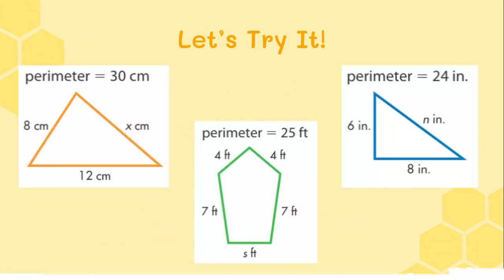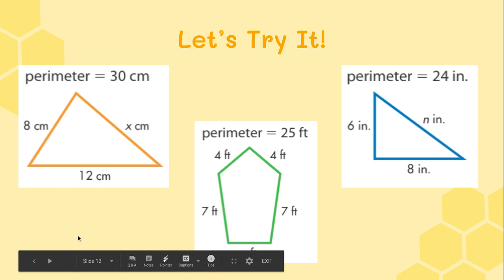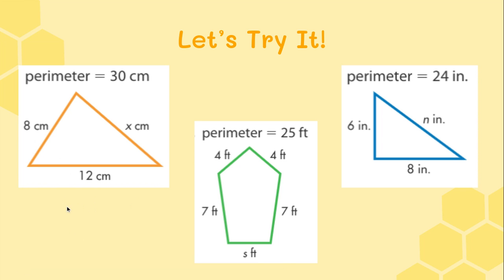Let's look at the orange triangle right here. It says perimeter, 30 centimeters. So I need all 3 of those sides to equal up to 30 when I add them together. Let's add the ones that we do know. I know 8 centimeters, and I know 12 centimeters, and 12 plus 8 equals 20. So now I'm going to subtract 20 from my total perimeter, which is 30. 30 minus 20 equals 10. So my missing side is equal to 10.